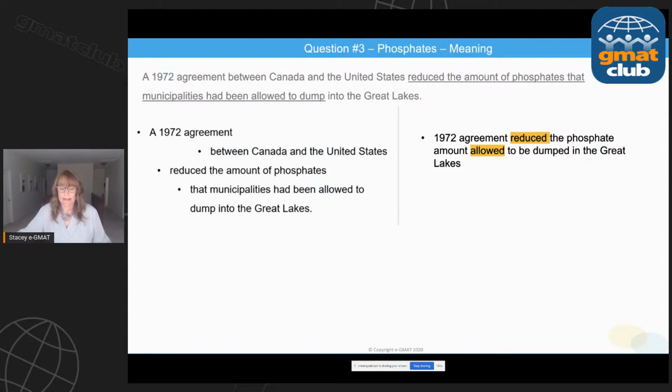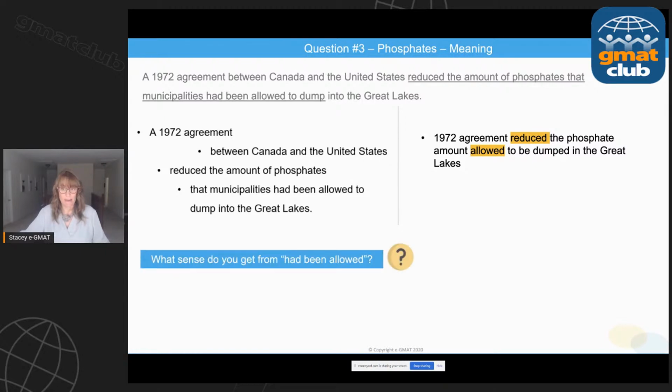So here are my key aspects. It reduced the amount of phosphates allowed to be dumped into the Great Lakes. So here's the question, the same question I asked in that fundamental concept. What sense do you get from "had been allowed"? What sense do we get here, from the use of this past perfect? Think of me telling you, I had been allowed to eat gluten. What sense do you get? Are they still allowed? I want you to take a second and think about this. They were no longer allowed, right? They're no longer allowed to dump, okay?